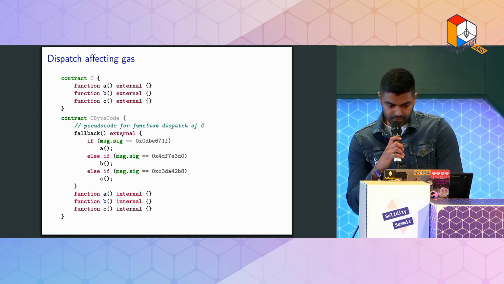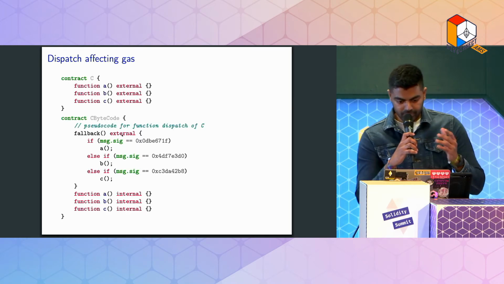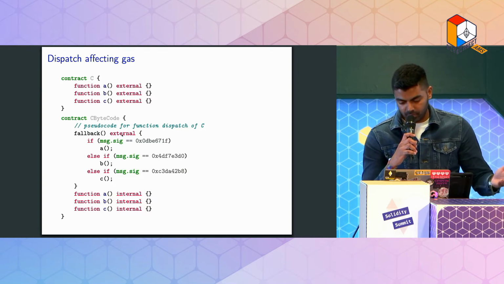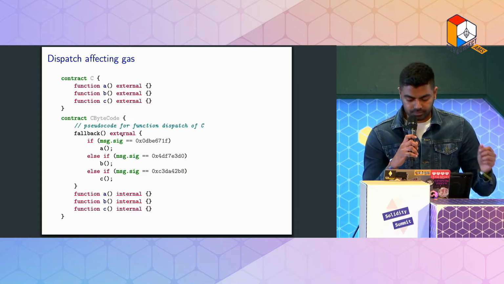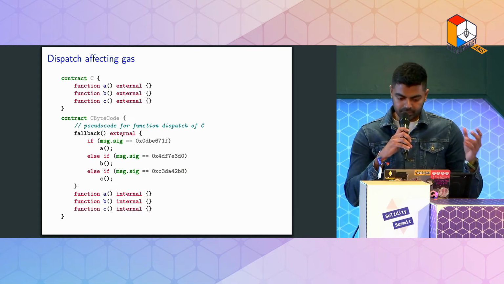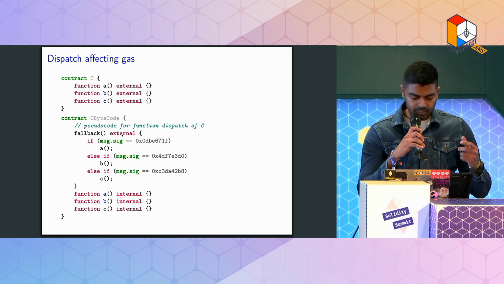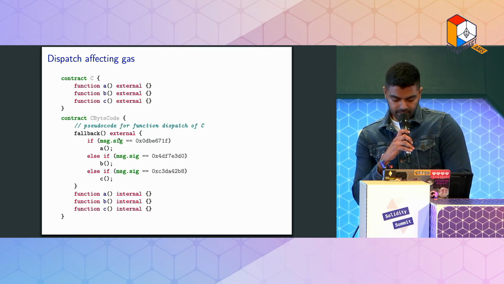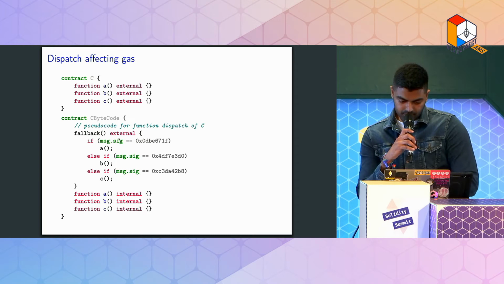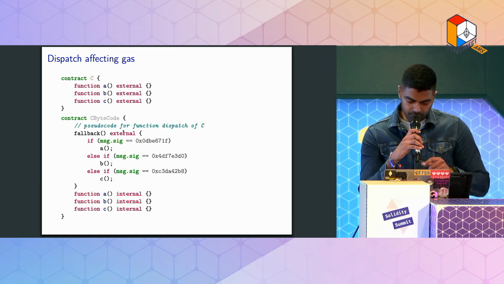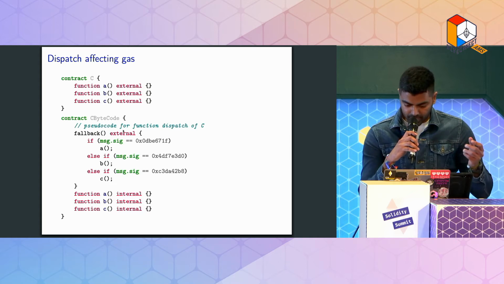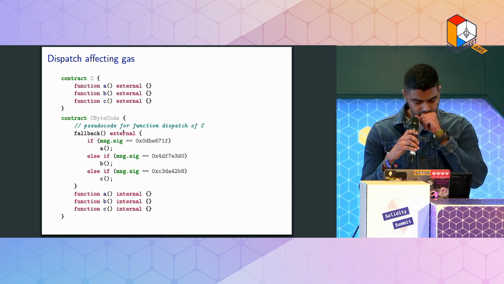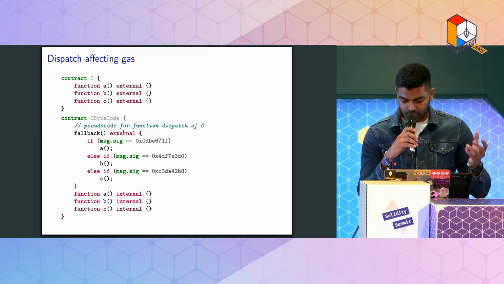So what is a function dispatch anyway? So if you have a contract with a couple of external functions, when I say external, it can also be public. The point is that it's externally callable. So here you have 3 functions, A, B, C, which are externally callable. And the dispatch would look something like this. I have a contract C bytecode, which tries to emulate the dispatch in Solidity. So you have a fallback function, and the fallback function would check for the message signature.